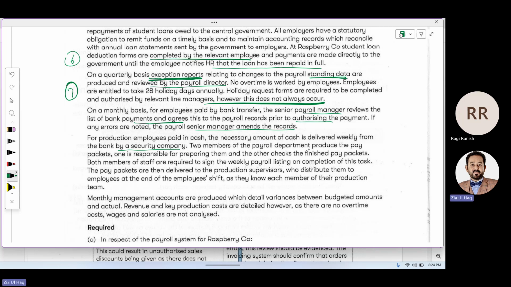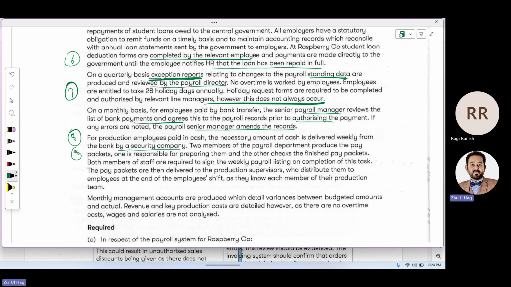Two members of the payroll department produce the pay packets. One is responsible for preparing them and the other checks the finished pay packet. So there are two controls. Cash is transported under a security company. So this will avoid any chances of theft or robbery during the transportation process from bank to company.